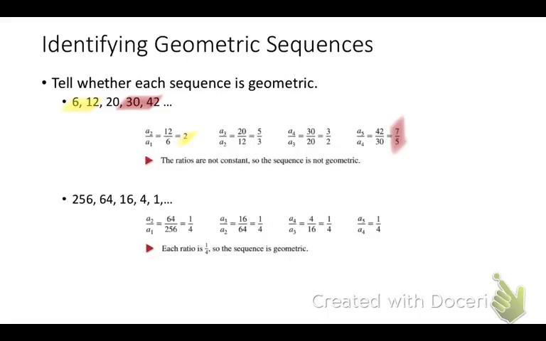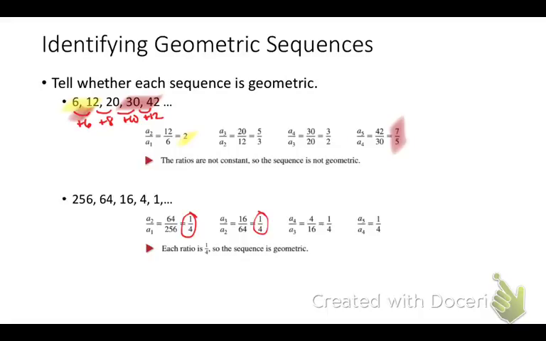Okay, if you look at it, we're multiplying by 2 here, but we're not here. Or if you think about it, we're adding 6, we're adding 8, we're adding 10, and we're adding 12. This one would actually be a quadratic and not arithmetic or geometric. Whereas the bottom one does have a common ratio of 1/4 the entire time. Okay? Remember, we do not write it as division, we write it as a fraction. If it's going down, it'll be a fraction, or it'll be a number less than 1.